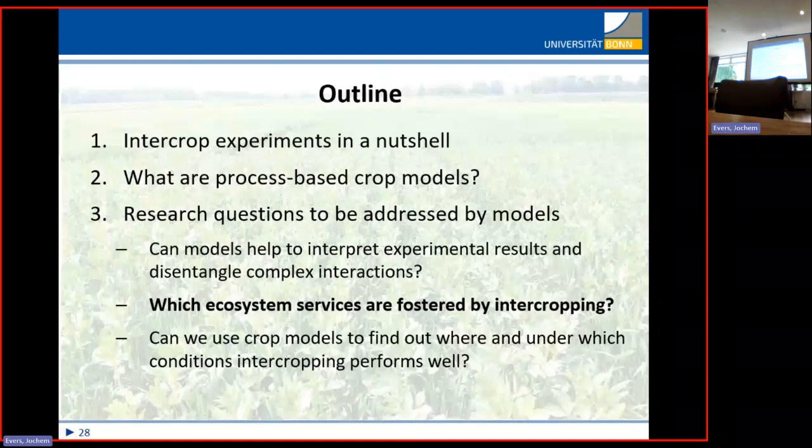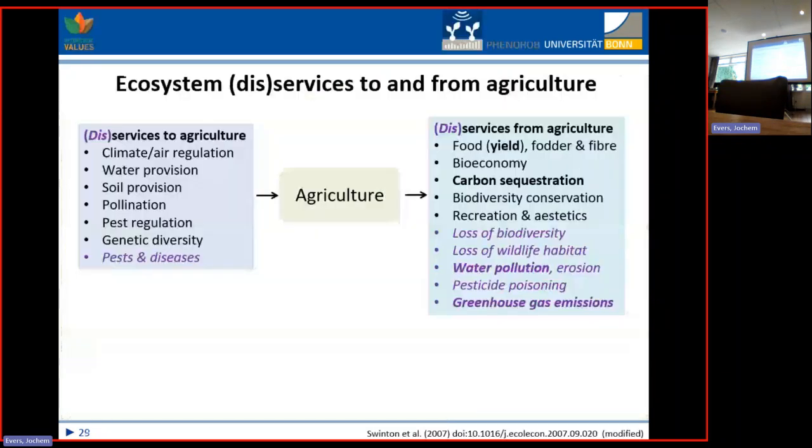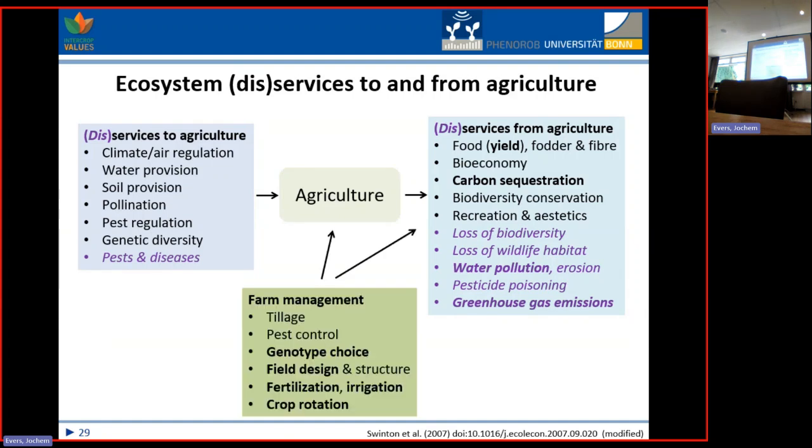So which ecosystem services are fostered by intercropping? I have 5 minutes left, right? Okay. Now I understand. You can take a few more minutes if you want. Yeah, maybe I wanted to ask all of this to you. So the good thing is that I talk so much and you have to talk less. Not sure who profits from that.